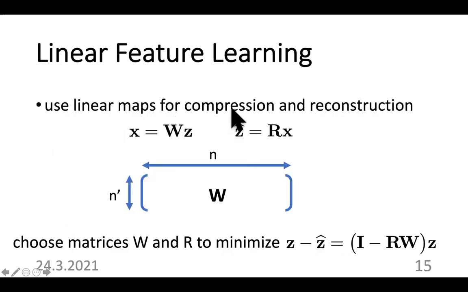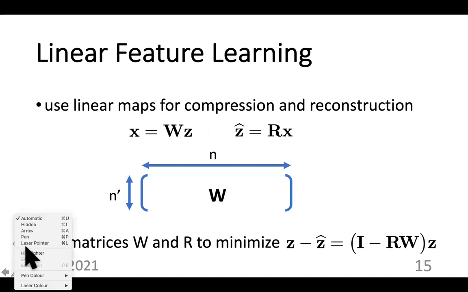So what we do in linear feature learning is exactly what is called principal component analysis. We use a matrix. We can represent a linear map as a matrix. This is very nice about linear maps, and this allows us to use tools from linear algebra, which you are assumed to have learned last fall in the course matrix algebra. So we use a matrix for compression, and we use a matrix R for reconstruction. And linear feature learning is then about tuning these matrices.